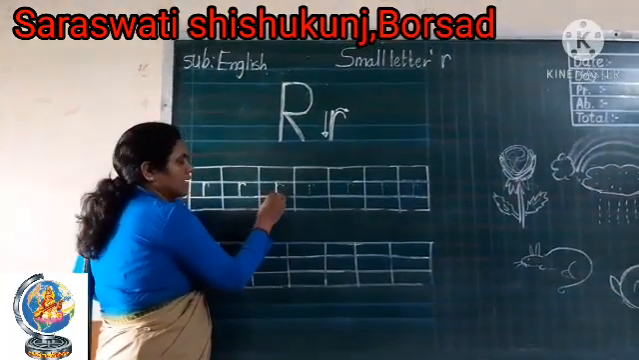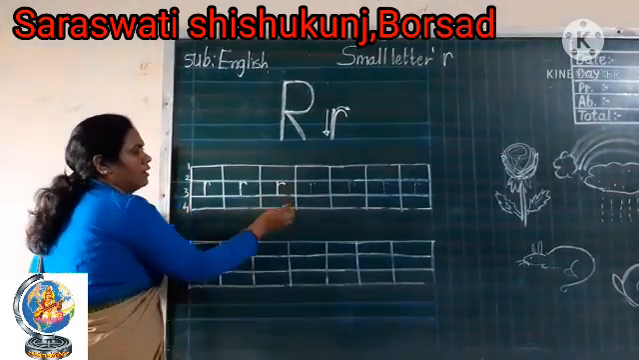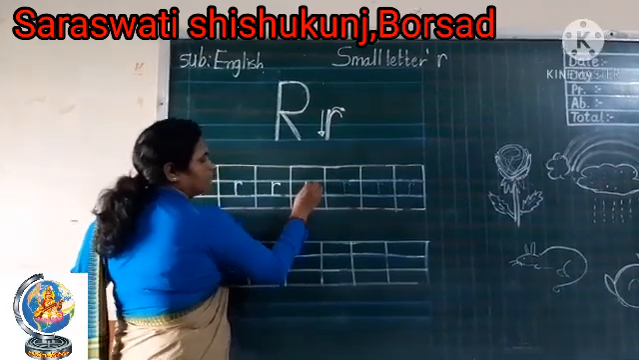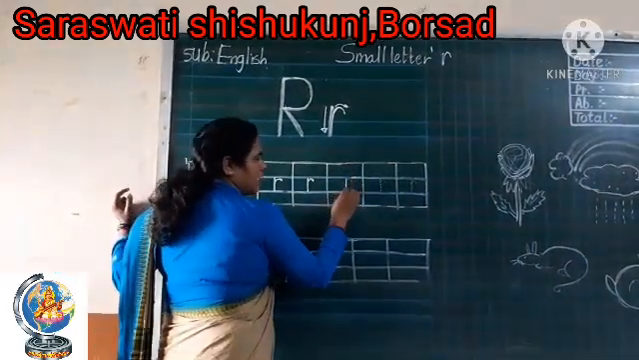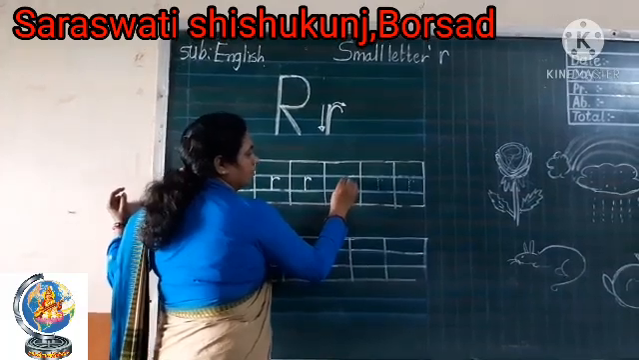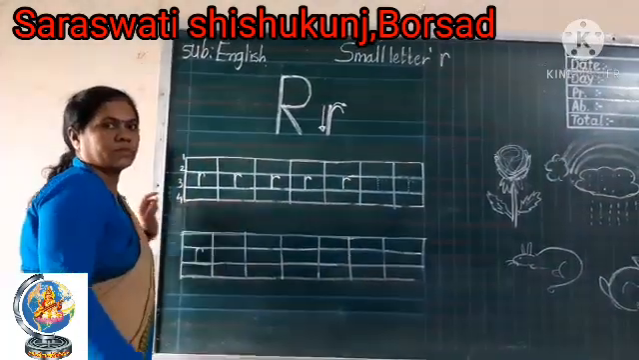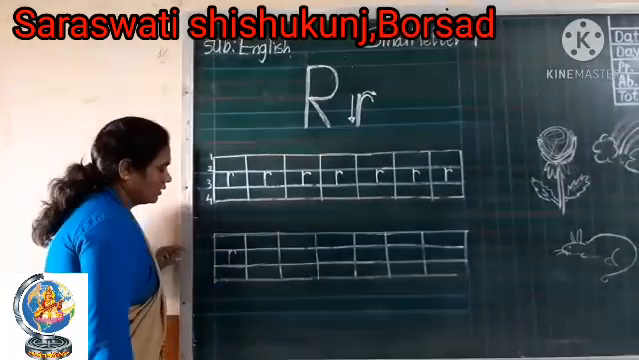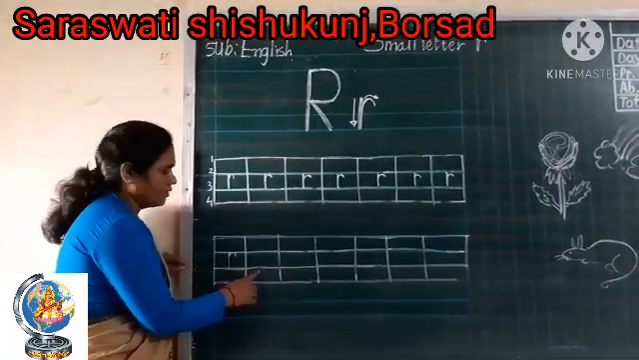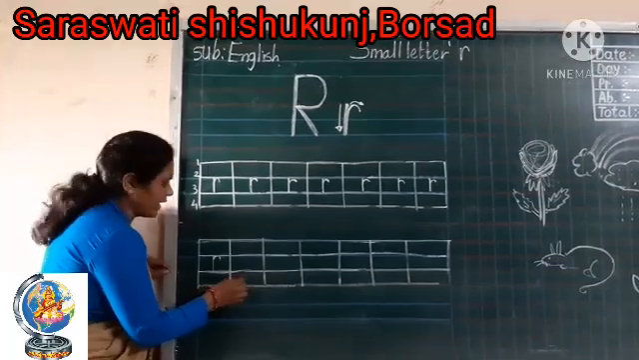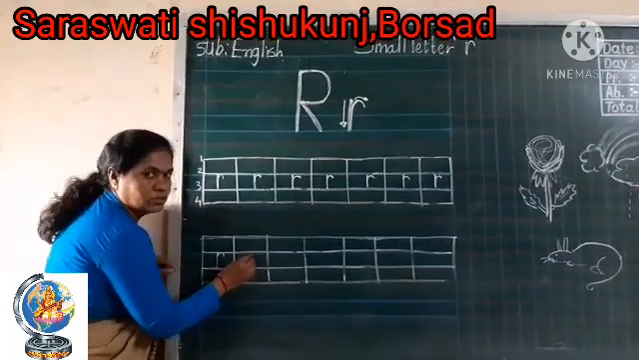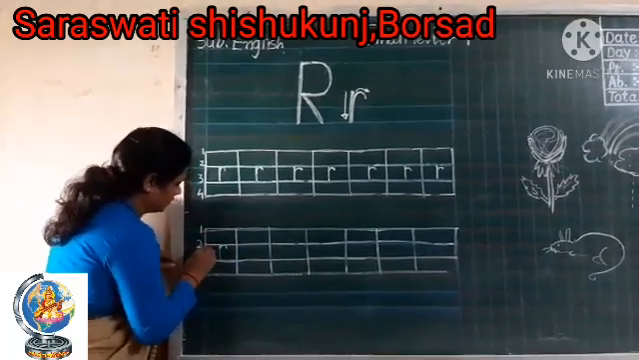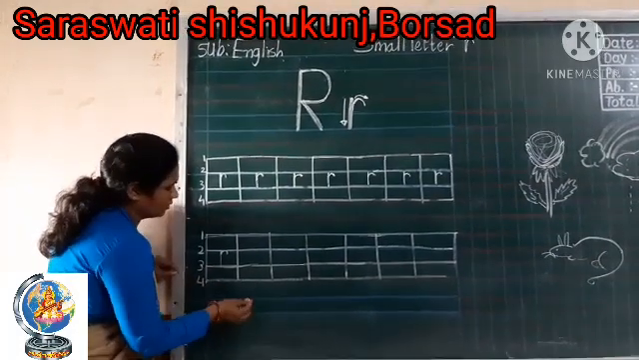Again, up to down standing line and little curve. This way you have to write small letter R. Okay, without words we have to write down small letter R. First, we only use 2 lines, only 2 number and 3 number. 1, 2, 3 and 4.